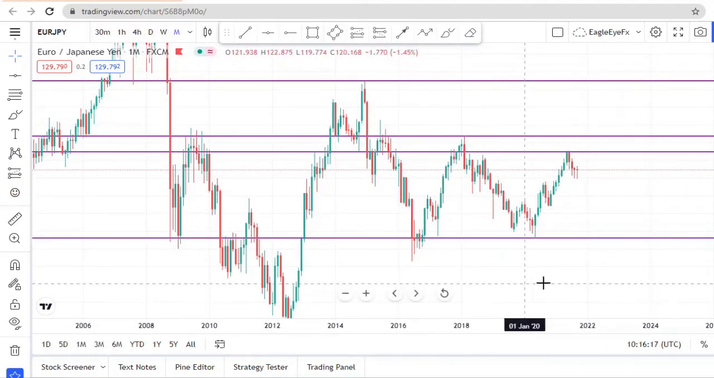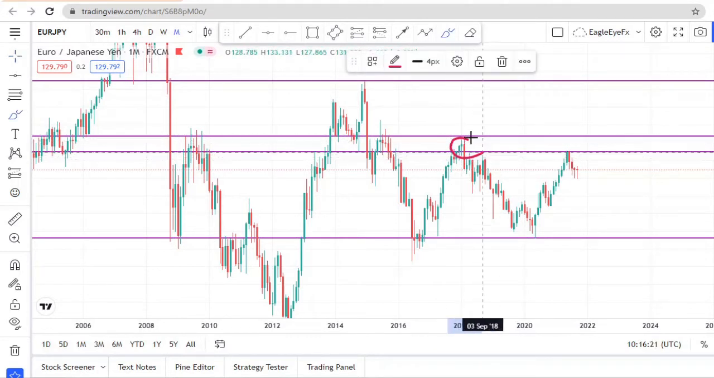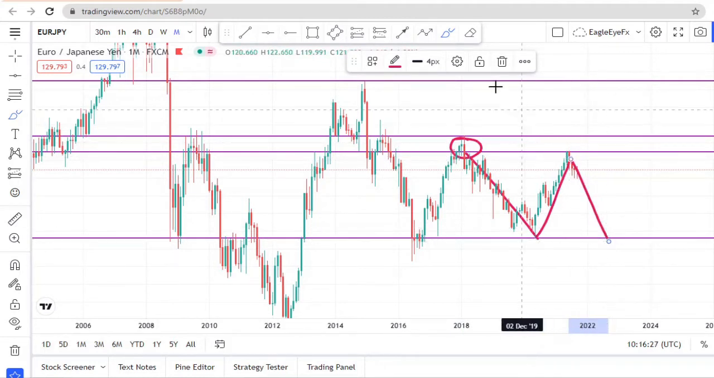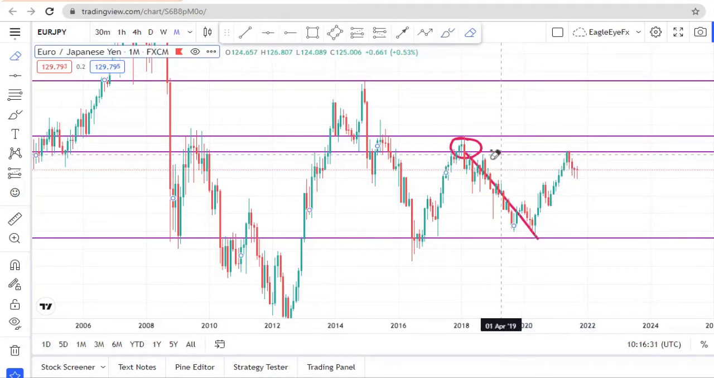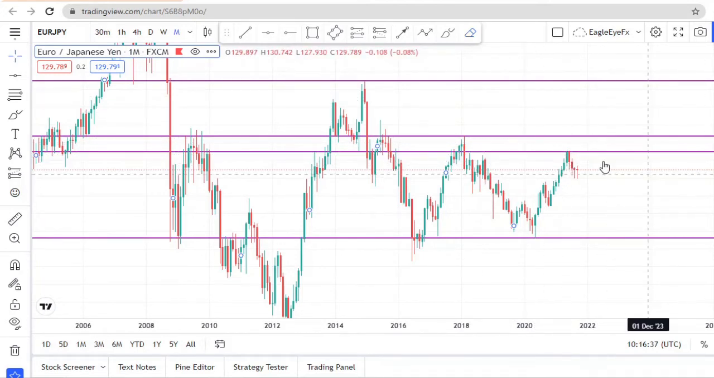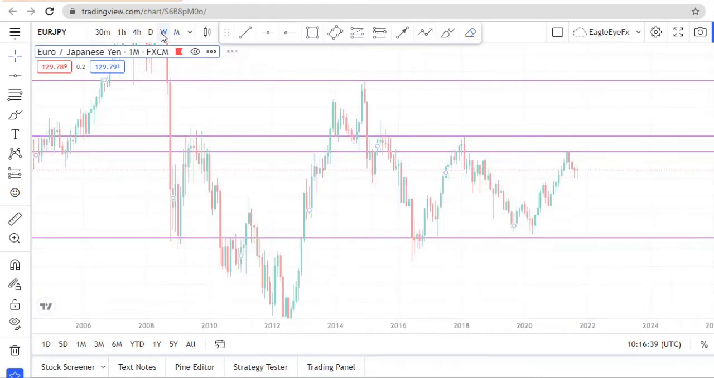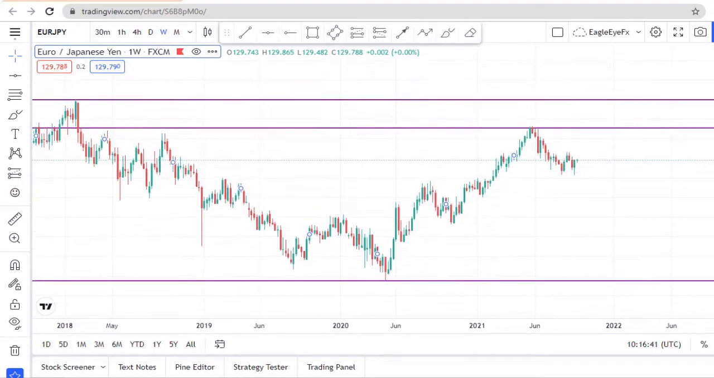So you can see that the market came from up here, then came down, then went up, and now we're expecting this market to come down. So that is what generally, on a monthly time frame on EURJPY, I am looking for: a bearish move. So let's go down further to the weekly time frame.